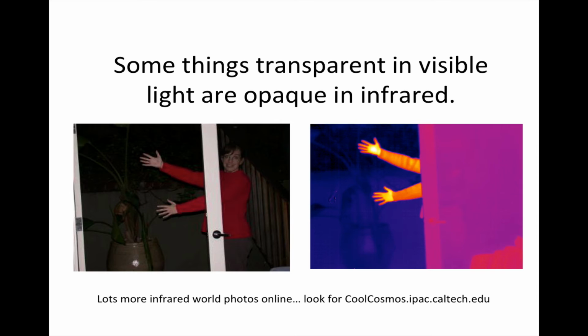There are lots more infrared world photos online. You should Google Cool Cosmos. It's got a lot of different photos, photos that have a slider so you can slide in between the visible and the infrared. And if you dig a little bit deeper, you can find a larger archive of photos, things like a burrito before and after being microwaved, a car before and after being driven, a ball before and after being bounced. Lots of good stuff.